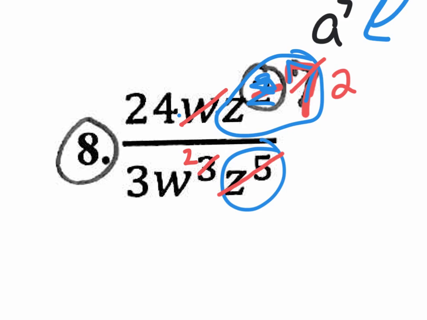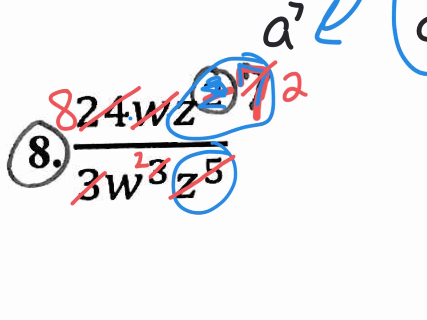Now, the 24 on top and the 3 on the bottom, those are coefficients. So 24 divided by 3, that's actually 8. In other words, the 3 cancels with the 24, and you're going to have an 8 left over up on top. So let me move this over a little. Here's going to be my answer.